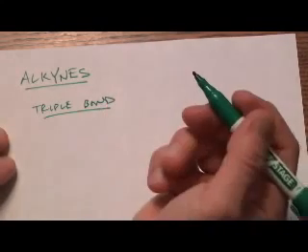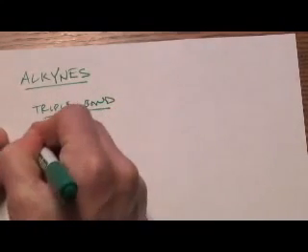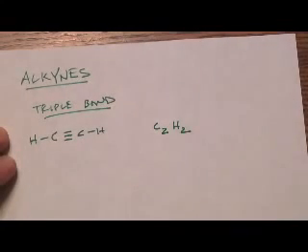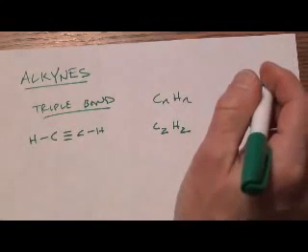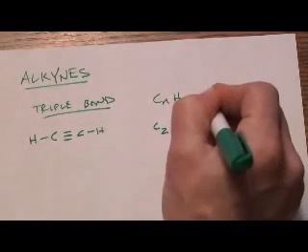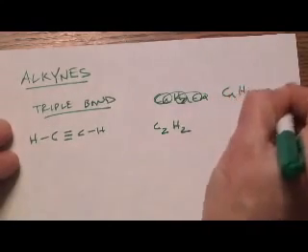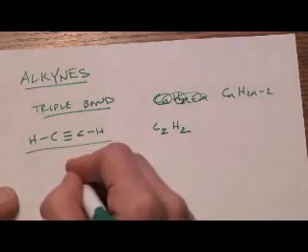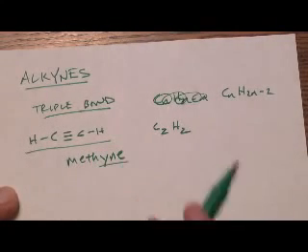The triple bond, of course, is stronger than the double bond, and the most common triply bonded substance would be two carbons and two hydrogens. And alkynes always take on the formula CnH2n minus, I'm sorry, let me write that again: CnH2n minus 2. This would be called methine. Notice the Y-N-E ending.